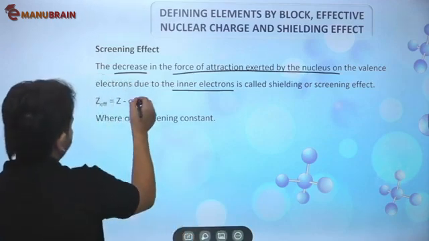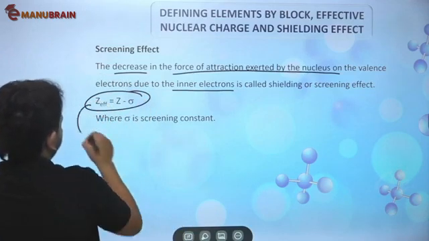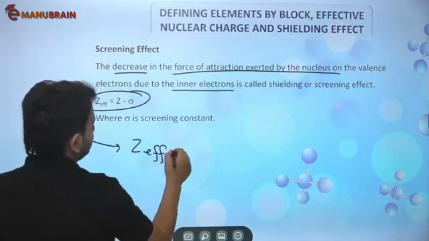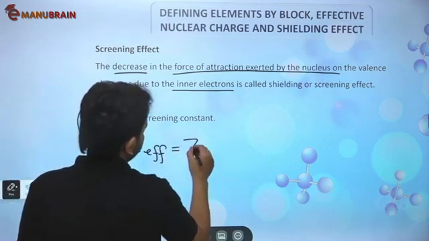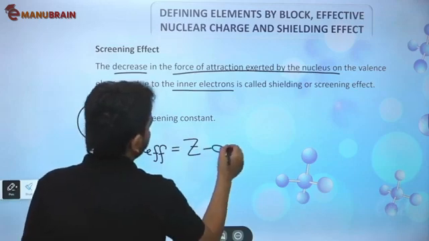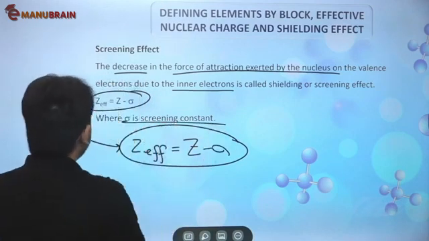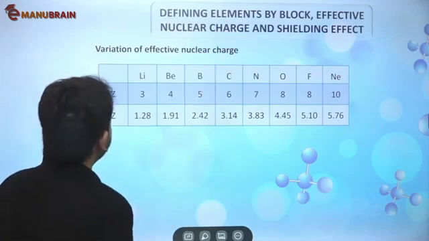So Z effective, the effective nuclear charge, is Z, which is the atomic number, minus the screening constant sigma, where sigma is the screening constant, guys. Further, guys, variation of effective charge.